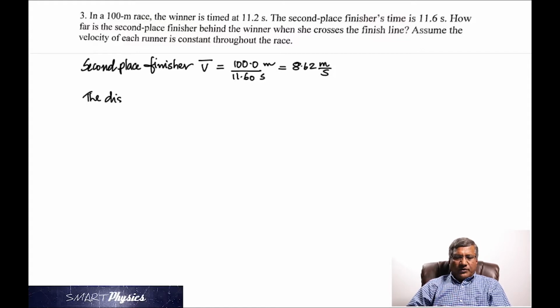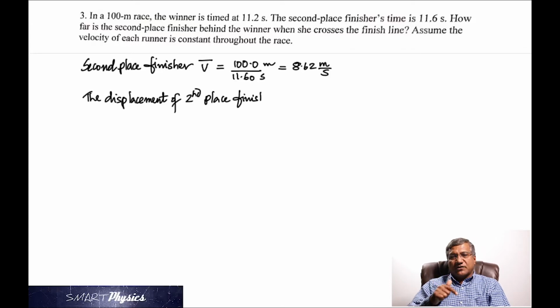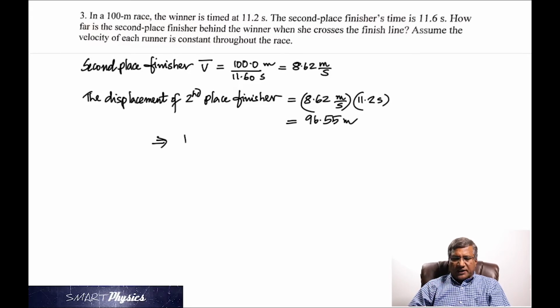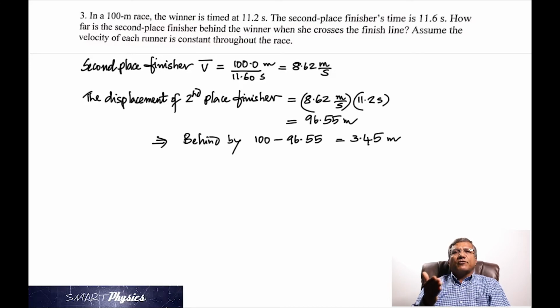Alright, now the displacement of the second place finisher in 11.2 seconds. Why 11.2 seconds? Because that's the time that the winner took. So in 11.2 seconds, the second place finisher covers 8.62 times 11.2, which is 96.55 meters. So the second place finisher has only covered 96.55 meters. Therefore, by how much is the second place finisher behind? It's going to be 100 minus 96.55 meters, which is 3.45 meters.